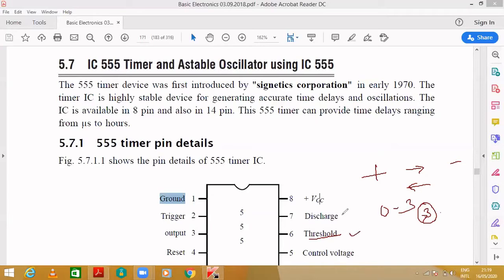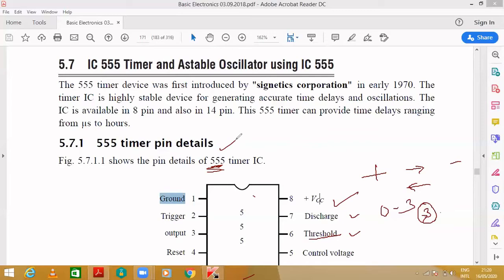Next is discharge, where we are connecting the capacitor. By connecting to this, we will know the discharging value. Then the plus VCC, so you already know why we need the plus VCC. It is a DC supply in order to operate the 555 timer. Later we'll get to know why it is called a 555 timer. I'll be telling that later.